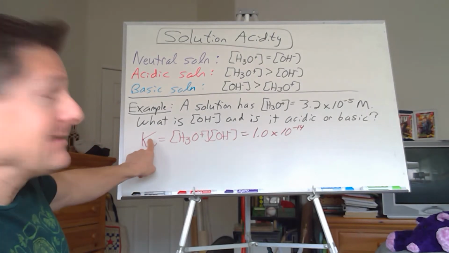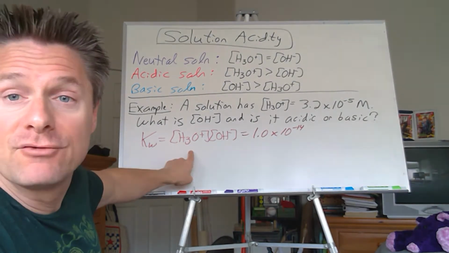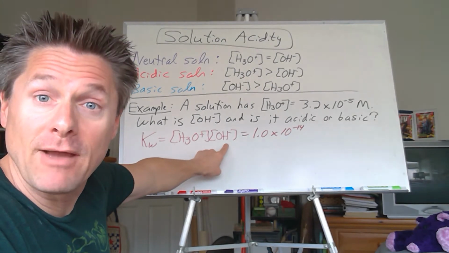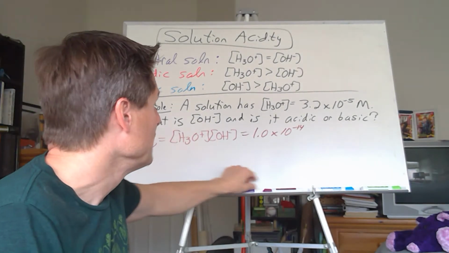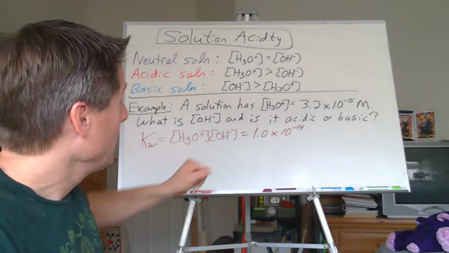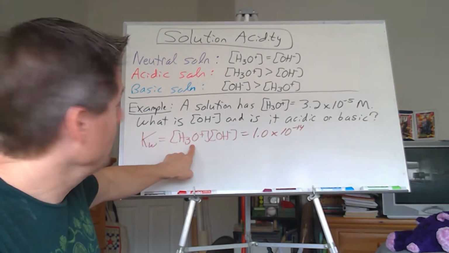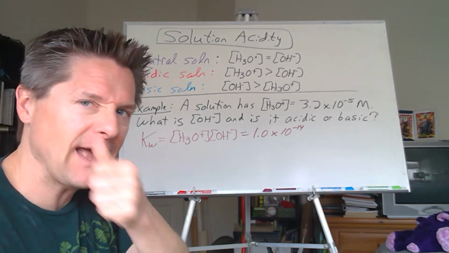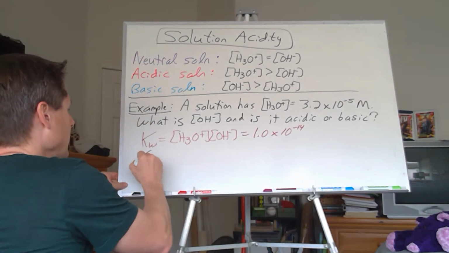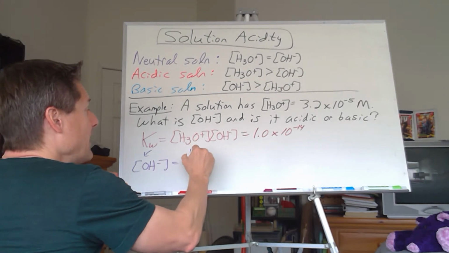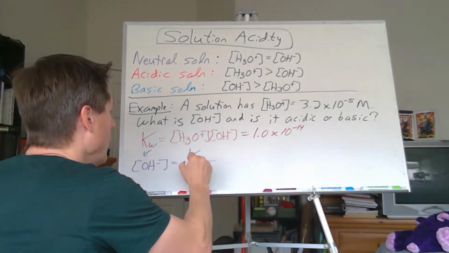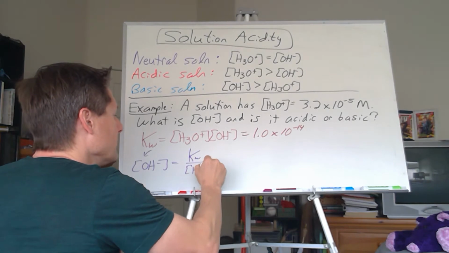But this is a constant, right? If I know the hydronium, I can solve for hydroxide. If I know hydroxide, I can solve for hydronium. It's a very simple algebraic problem. So let's isolate our variable. I know this. I know the hydronium. Let's solve for hydroxide. You ready? So the hydroxide ion concentration will be the Kw value over the hydronium ion concentration.